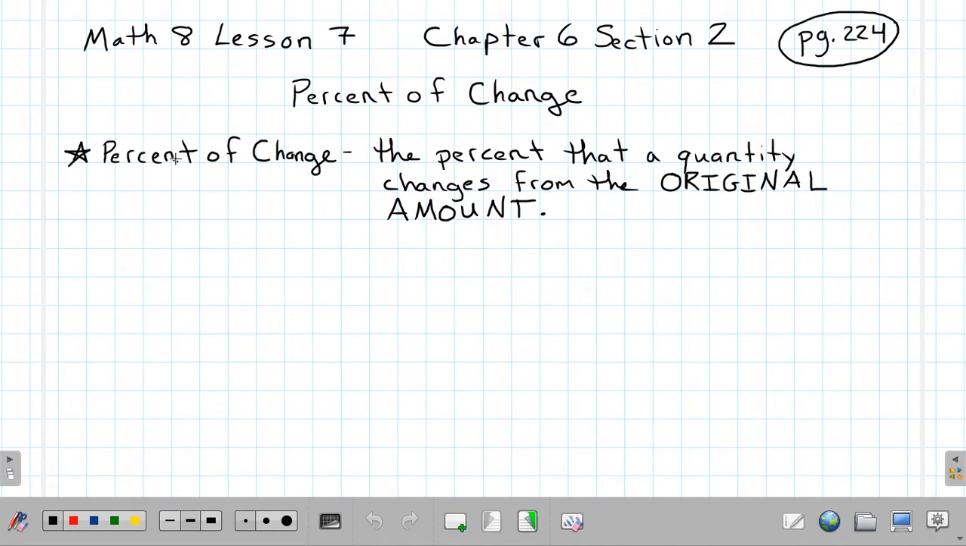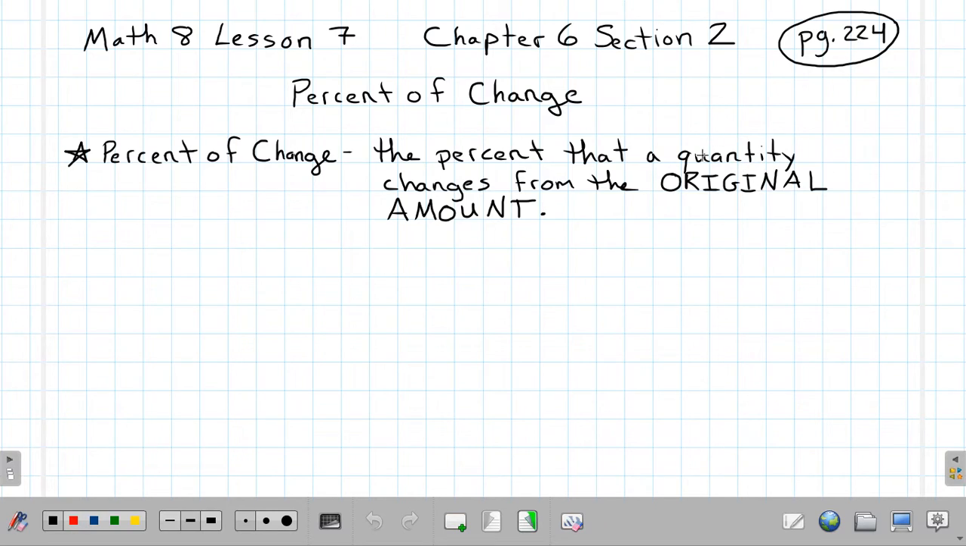percent of change. So the definition of percent of change is the percent that a quantity changes from the original amount. Okay, so notice in all caps here, ORIGINAL AMOUNT. That means it's pretty important that we know what the original amount is. But I want to focus for a second on this word quantity. The percent that a quantity changes from an original amount. Okay, so when we're talking about a quantity, we're actually talking about pretty much anything.